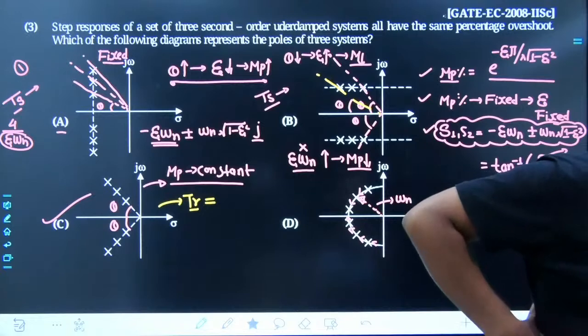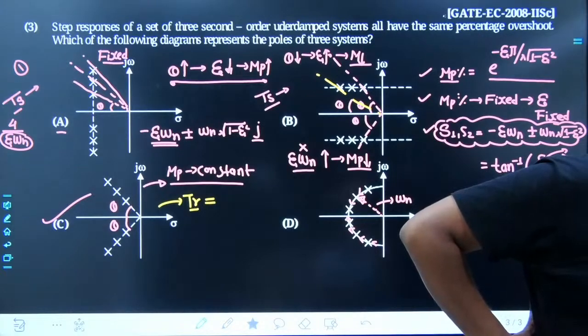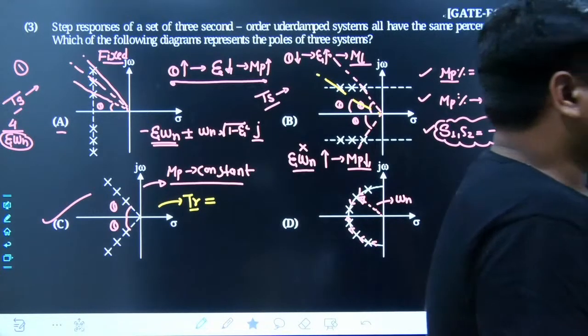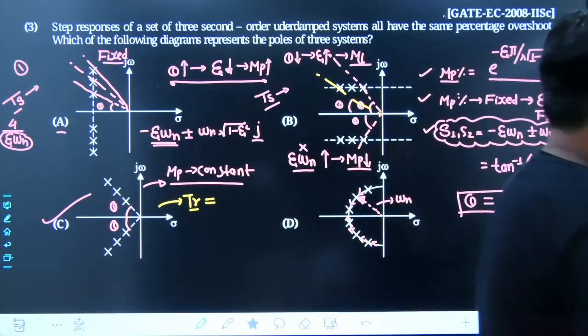Tell me what would be the best answer over there? Rise time. So as per Amit, the rise time would decrease. Anyone else apart from Amit?